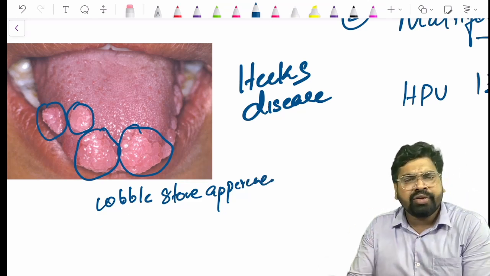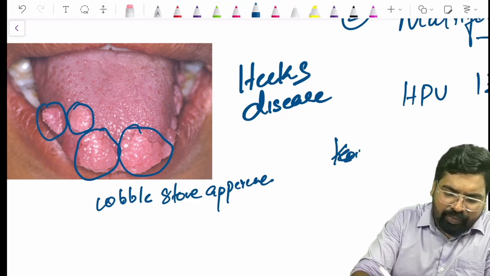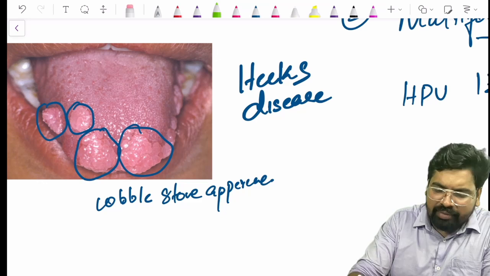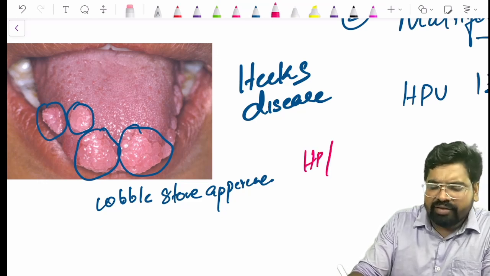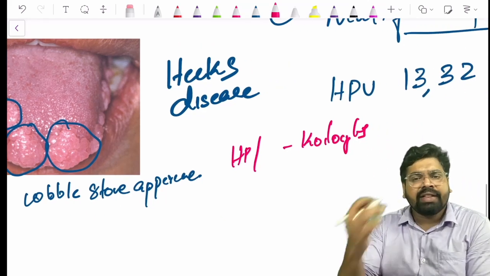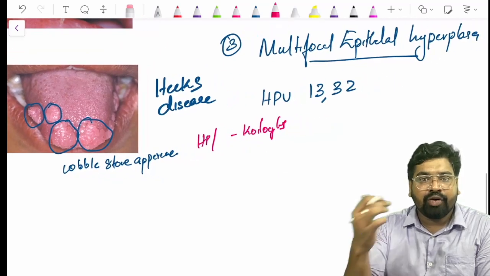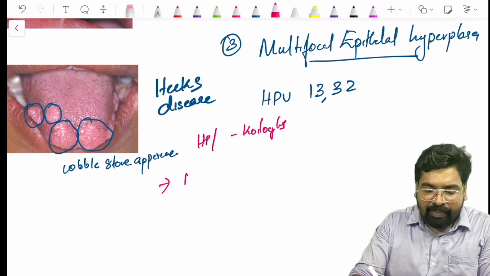Okay, and here also you see koilocytes. If you see the histopath, if you take the biopsy of this lesion, you can see koilocytes, and along with that you can see a particular type of cell in this multifocal epithelial hyperplasia, that is called a mitosoid cell.